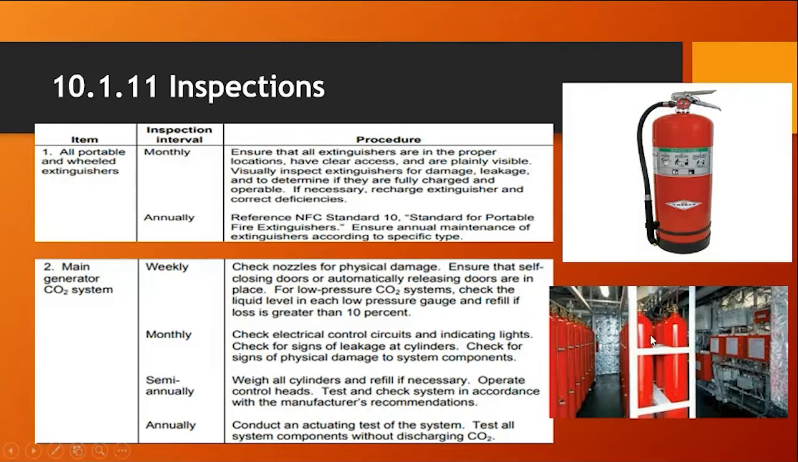It is inspected weekly. When weekly, check the nozzle for physical damage. Ensure the self-closing doors or automatically releasing doors are in place for the low pressure carbon dioxide system. Check the liquid level in each low pressure gauge and refill if loss is greater than 10%. For the monthly check, check electrical control circuits including lights, and check for signs of leakage at cylinders. Check for signs of physical damage to system components.